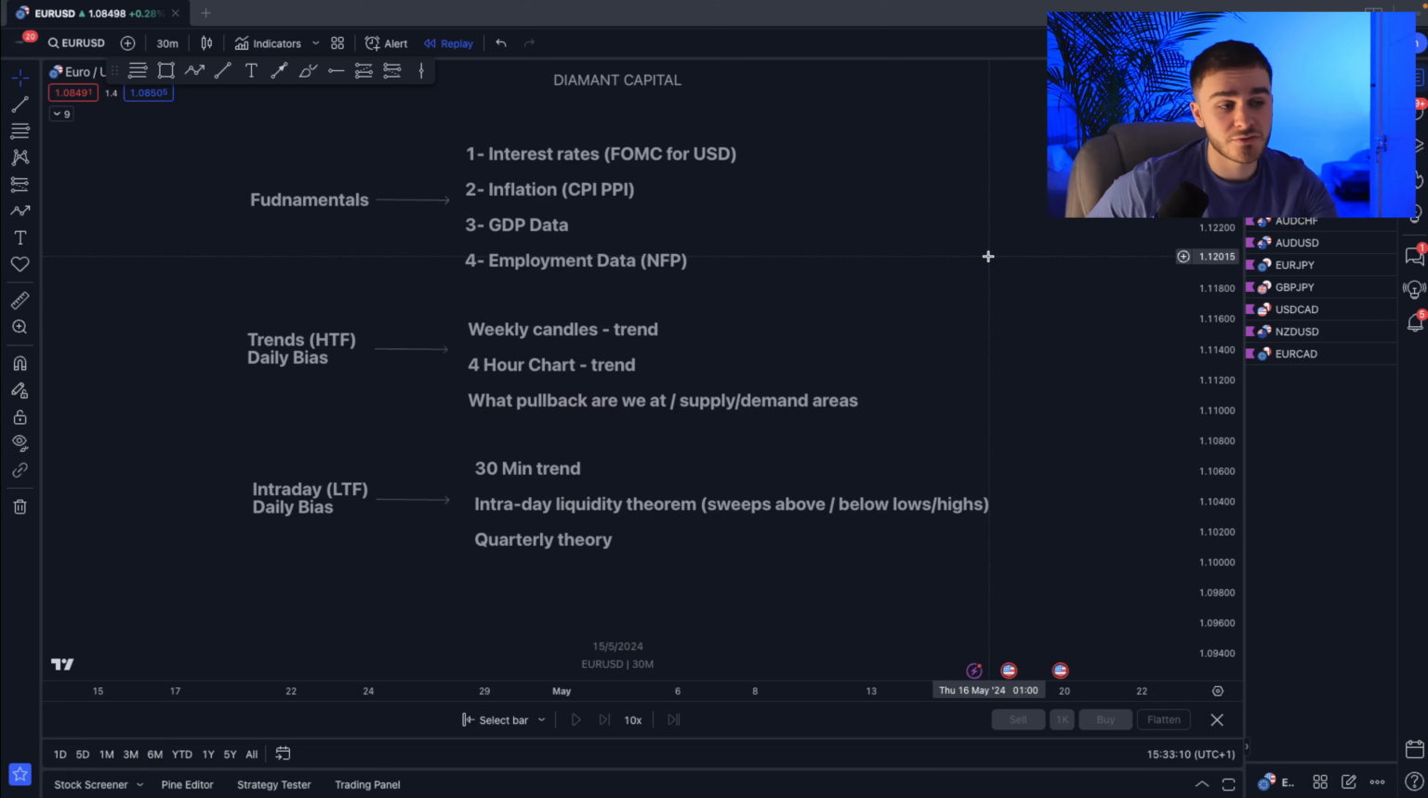So when it comes down to really breaking down the daily bias, this is the type of thing that I look for. Once you apply all of these kind of things, I think you're going to be in good hands.